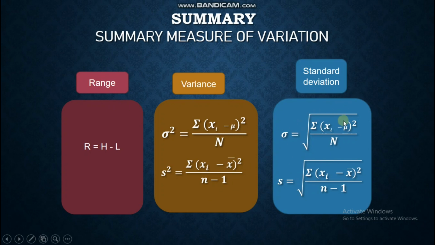This is for the population and this is for the sample. So you have the square root of the summation of the quantity of your score minus the population mean squared all over n, and the square root of the summation of the quantity of your score minus the sample mean squared all over n minus 1. So that is our summary, and now you know how to solve for the range, variance, and standard deviation of a given data set. Let's have our next topic.